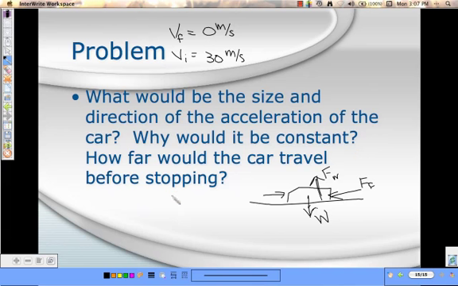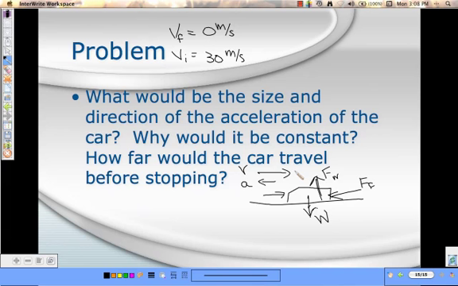What does size and direction mean? Magnitude and direction. Magnitude would be like the 30 newtons or something, and then direction would be like to the left or right. Okay. So let's say the car is moving in this direction. What direction is the acceleration in? Same direction or opposite? It's decelerating, so the acceleration has to be opposite. Okay.